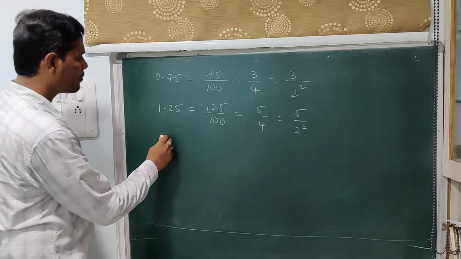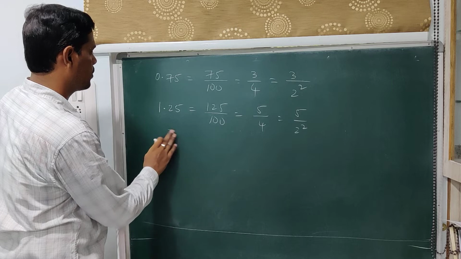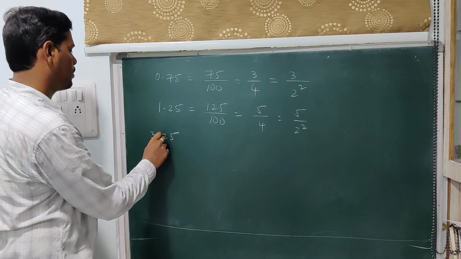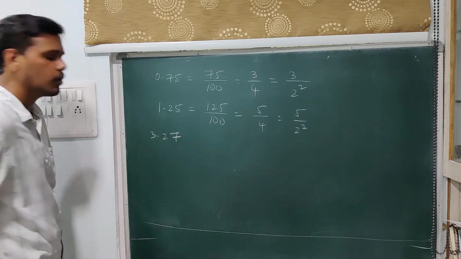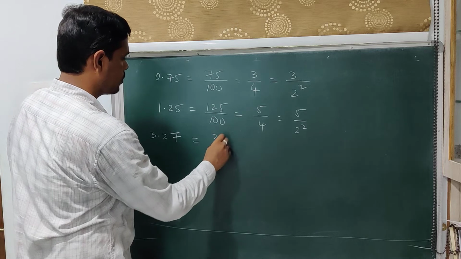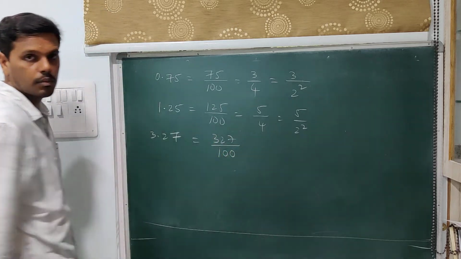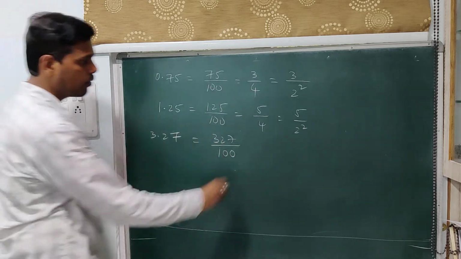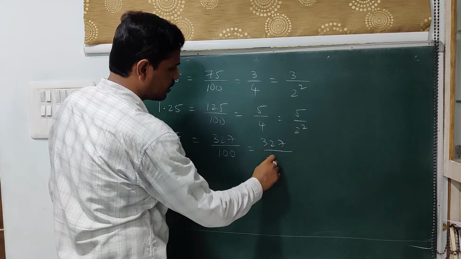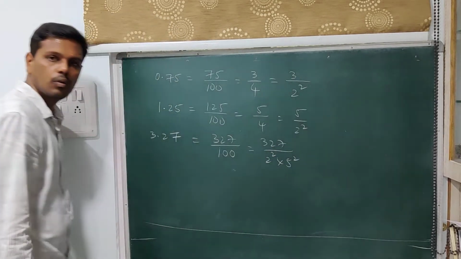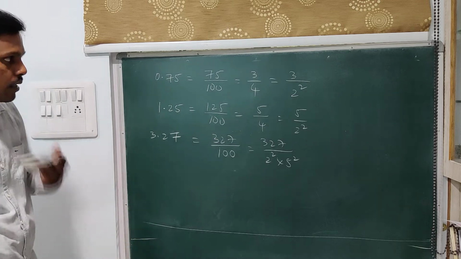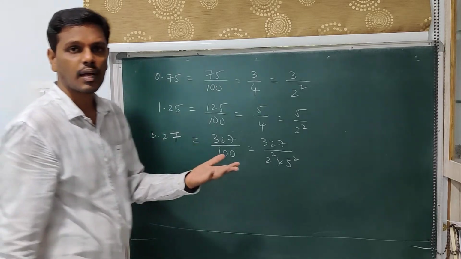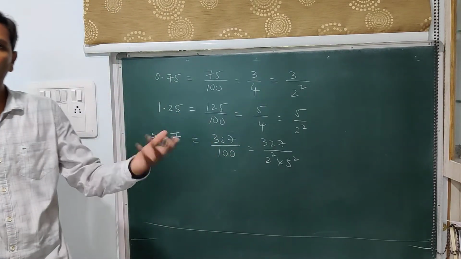Then 3.27, so this is 327 by 100. This is the way we will be doing the prime factorizations. In fact, we will be converting a terminating decimal into a p by q form. So this is 327 by 2 square into 5 square. Now if you look into this, given a terminating decimal, if you look into the prime factorizations of the denominator, again it is following the same. That is, either the prime factors are 2 or 5, or both 2 and 5.